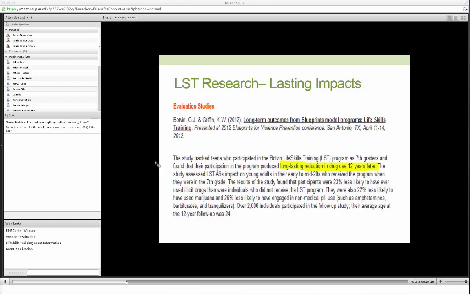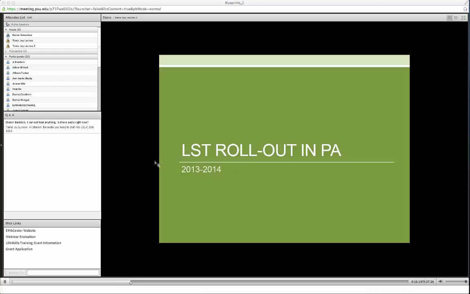Additionally, we talked a little bit about some of the short-term outcomes. We also know that LST has some long-lasting reduction outcomes over 12 years later. So not only are you providing an educational opportunity for your students now, you're preventing long-term drug use potentially years down the road. I am going to turn it over now to Sebrina Doyle, who's going to touch on some of the rollout information that we had from 2013, 2014 relative to the outcomes data within that cohort.